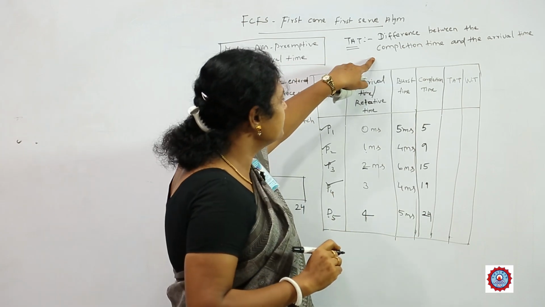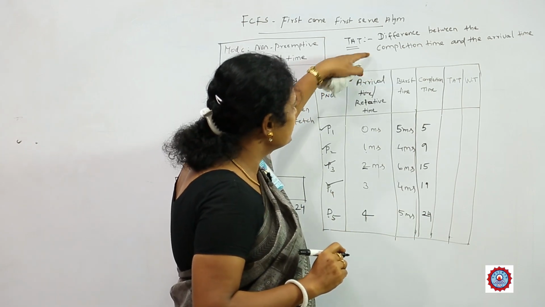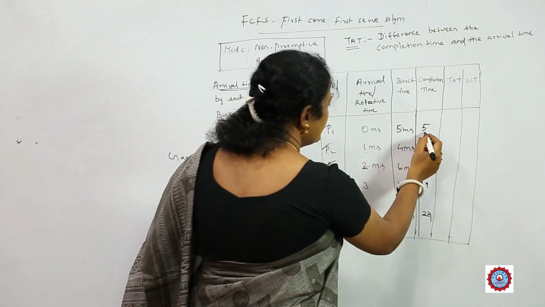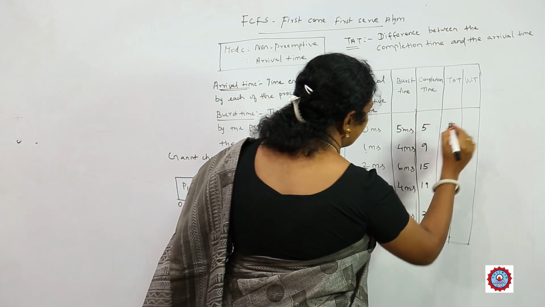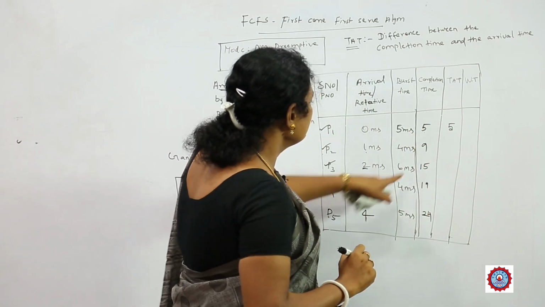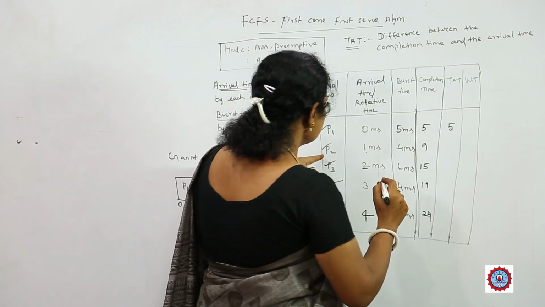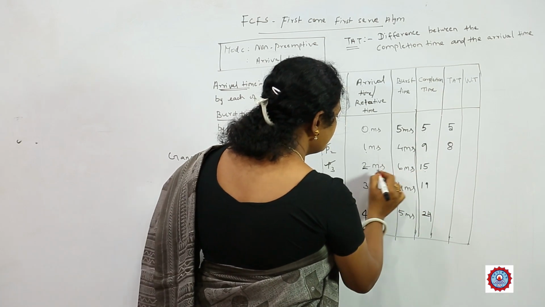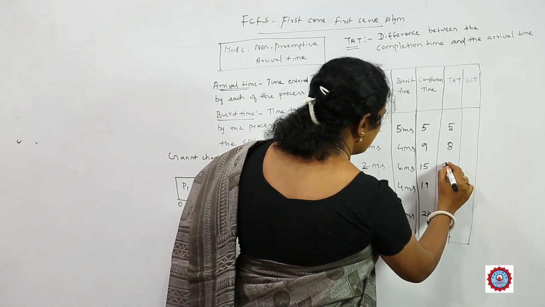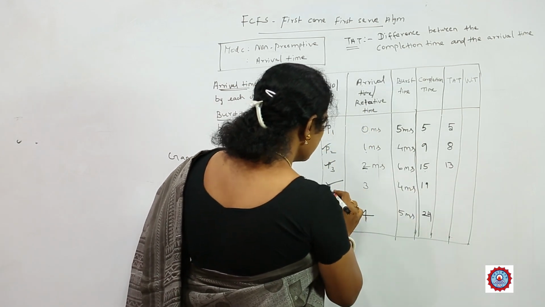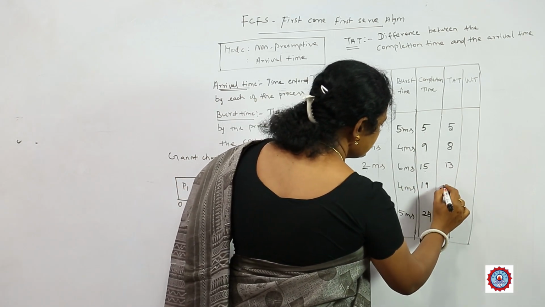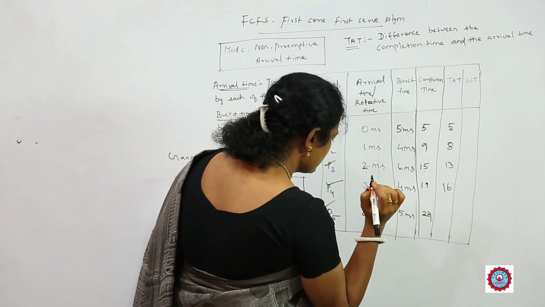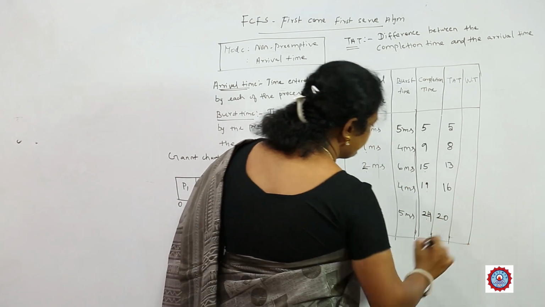So, based on this definition, what is the turnaround time for the process P1? 5 minus 0 is 5. 9 minus 1 for the process P2, 9 minus 1 is 8. Process P3, 15 minus 2 is 13. Process P4, 19 minus 3 is 16. Process P5, 24 minus 4 is 20.